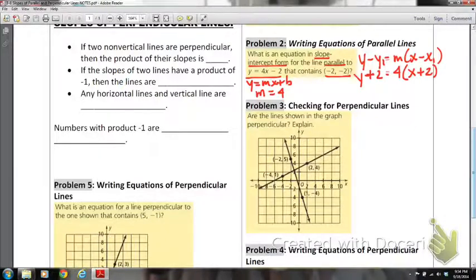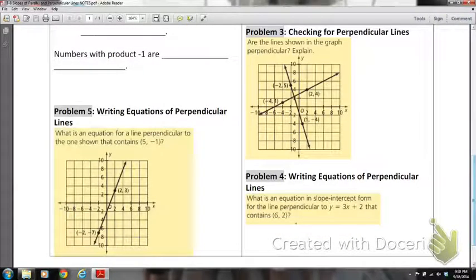It asks for it in slope-intercept form, so we have to solve this for y to write it in y equals mx plus b form. So use your distributive property on the right side. y plus 2 is 4x plus 8. Subtract 2 from both sides, and y is equal to 4x plus 6 is the equation of your line in slope-intercept form.